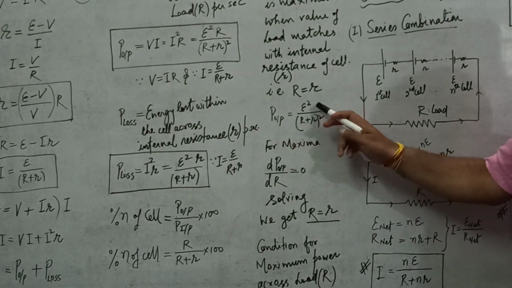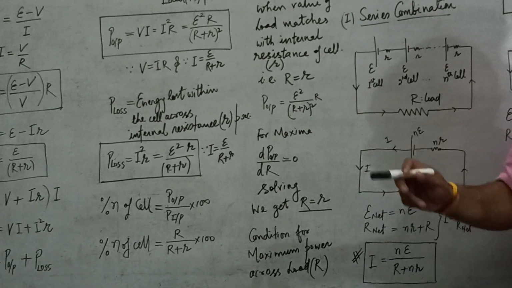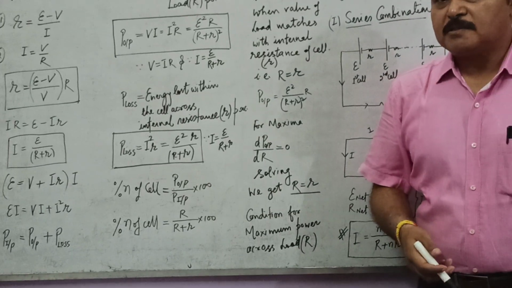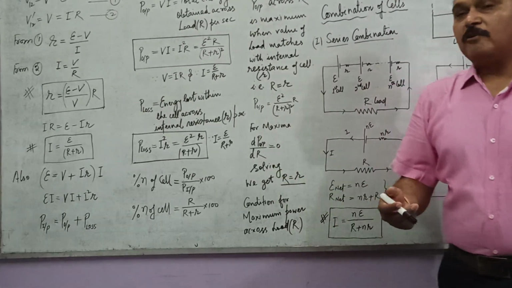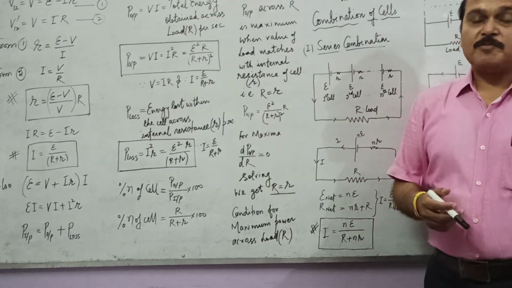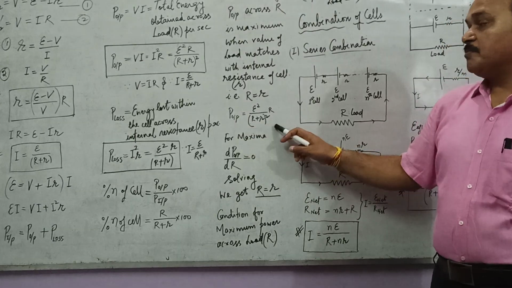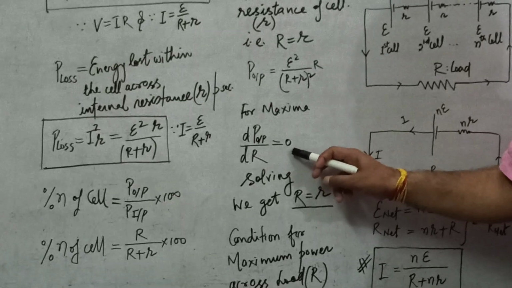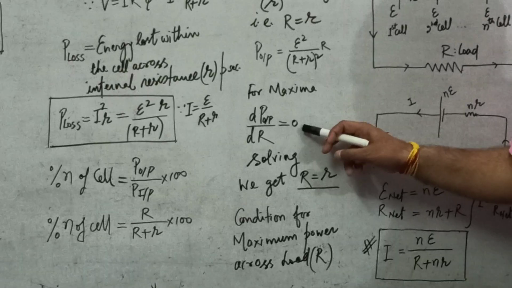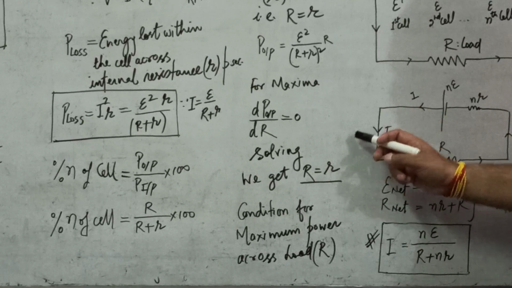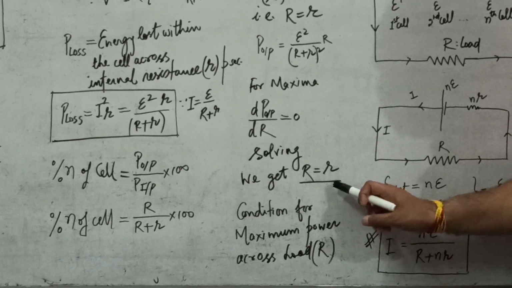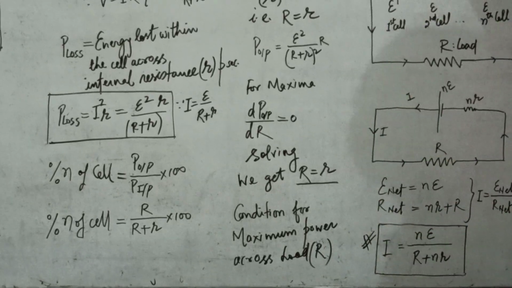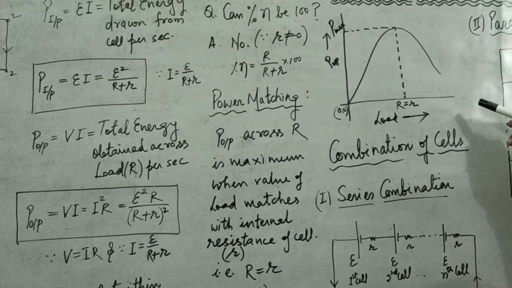See, power output is E square upon R plus r whole square into R. And you have already studied the concept of maximum and minimum in differentiation in mathematics. For maximum or minimum value of a function, the first order differential of the function has to be 0. So for power output to be maximum, its first order differential with respect to variable R should be 0. You differentiate this function with respect to R, equate it to 0, solve it, and once we solve it, we get R is equal to r. So this is the condition for maximum power across load. And if we plot a graph between output and load, what do we get?